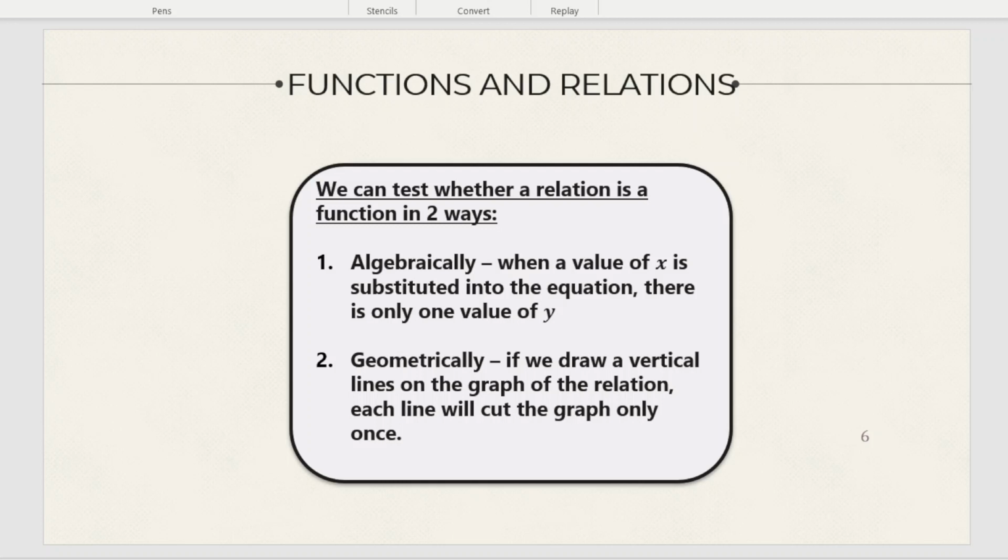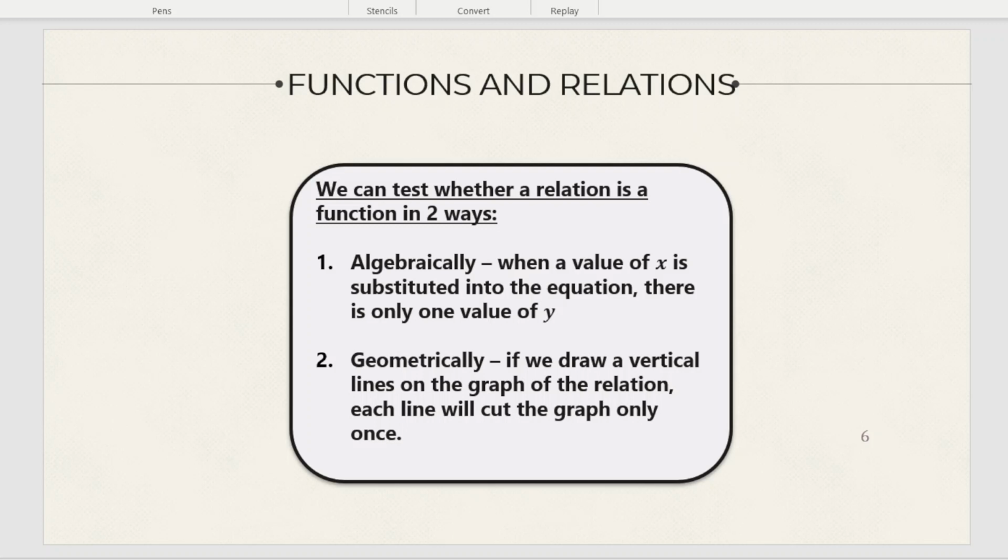We've got a few different ways we can test if a relation is a function. One of them is algebraically. So if we take a value of x and substitute that into the equation, there should only be one value of y that comes from that value of x. So if I plugged in x is equal to 2 into an equation, if there's two possible y values, then that means it is not a function.